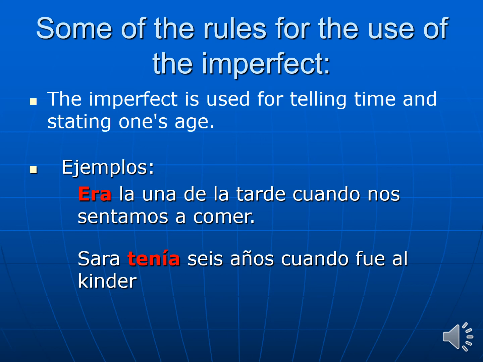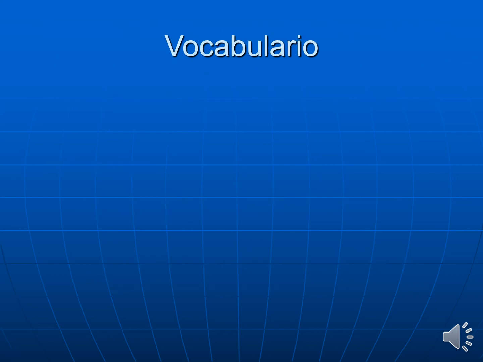Also, to tell age, Sara tenía 6 años cuando fue al kinder. Tenía, imperfect tense, because we use the imperfect tense to describe age. We never say tuvo 6 años. We would say tenía, use the imperfect tense for age.